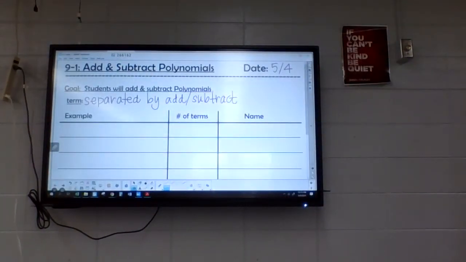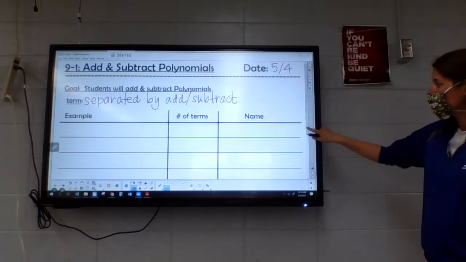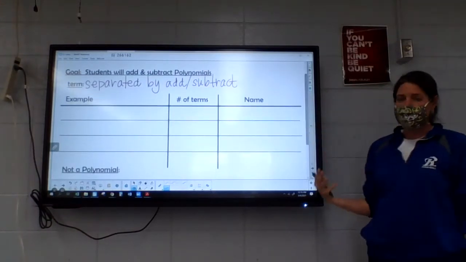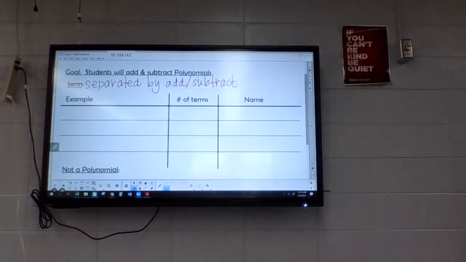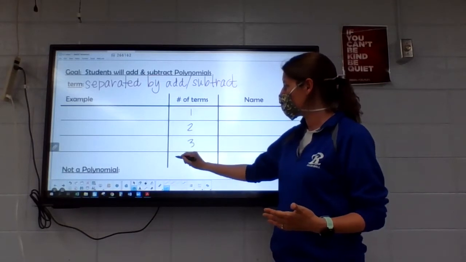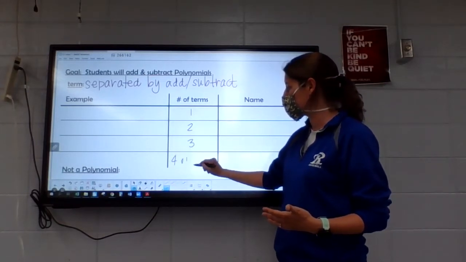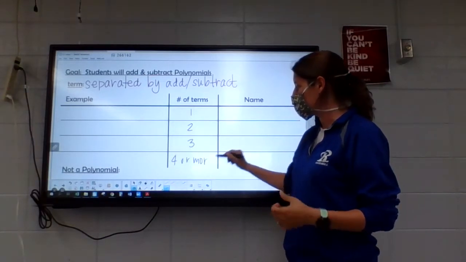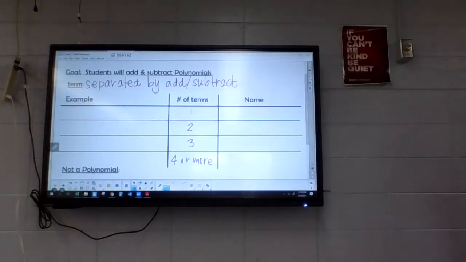Separated by addition and subtraction. So I'm going to show you some examples of things with multiple different types of terms. We'll talk about one term, two terms, three, and then four or more are all grouped under the same heading. They stop being more specific at that point.